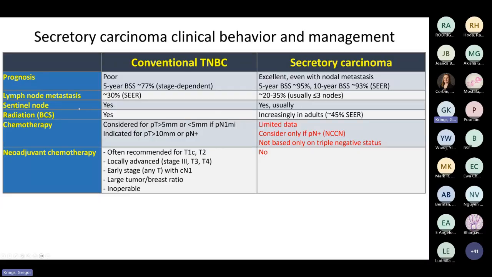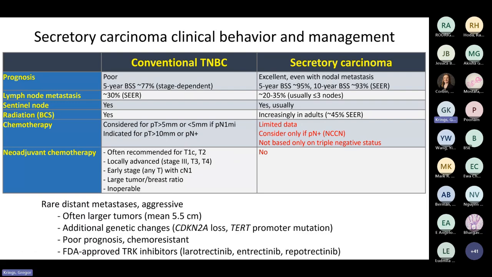In terms of treatment, radiation is being increasingly used for these patients, especially in adults. And in terms of chemotherapy, there's certainly limited data, but really it shouldn't be considered based on only the triple-negative status of these tumors. Could be considered in node-positive tumors, but certainly neoadjuvant chemotherapy is contraindicated in contrast to conventional triple-negative breast cancers. Having said that, rare tumors can be aggressive and show distant metastasis.